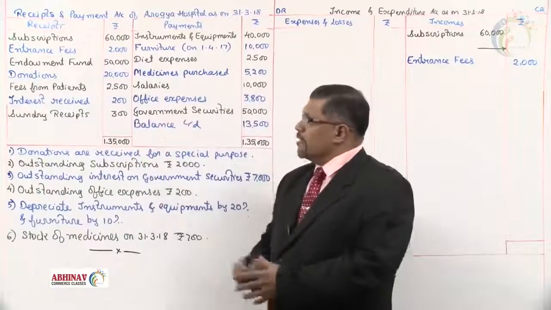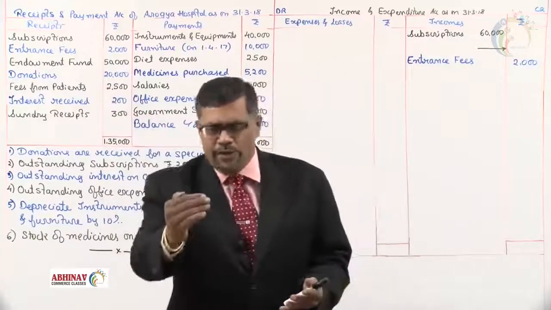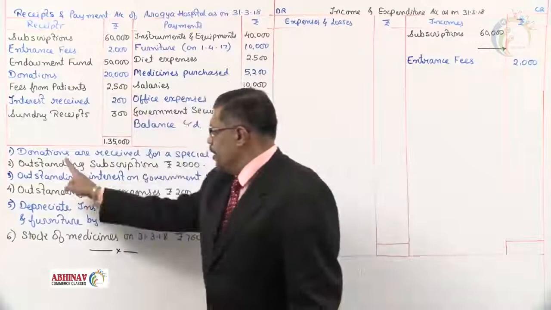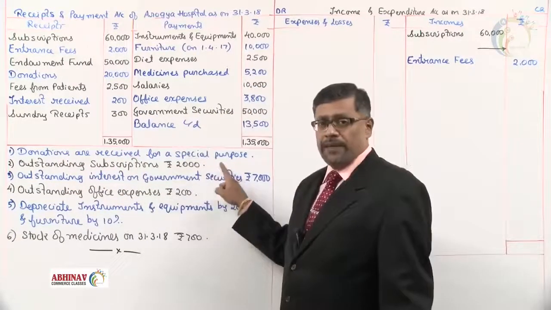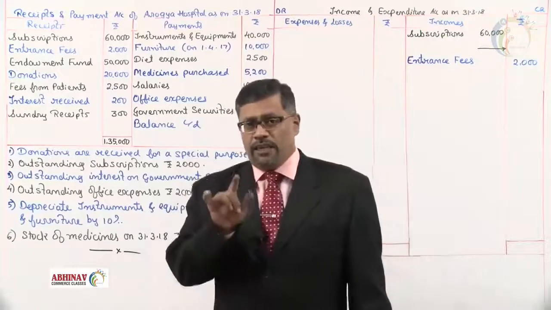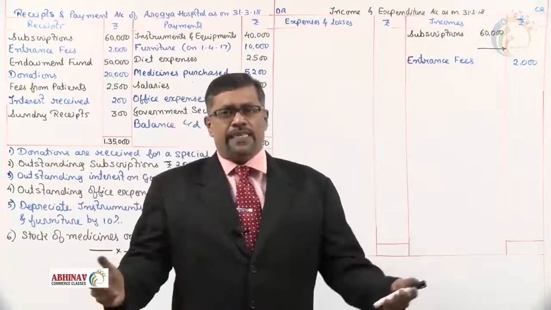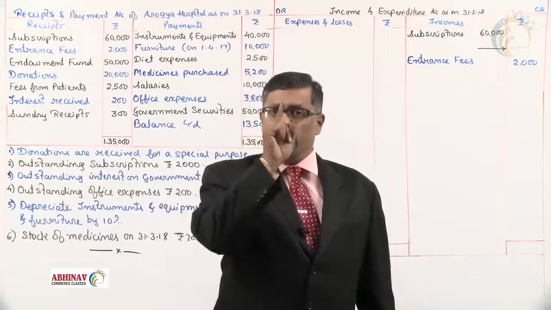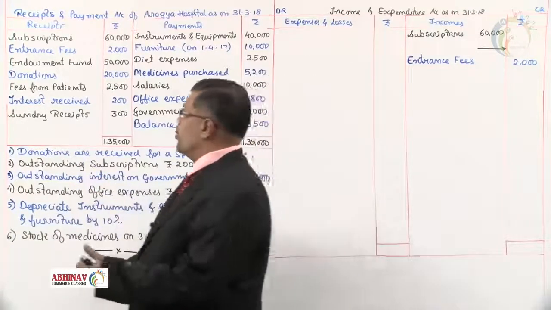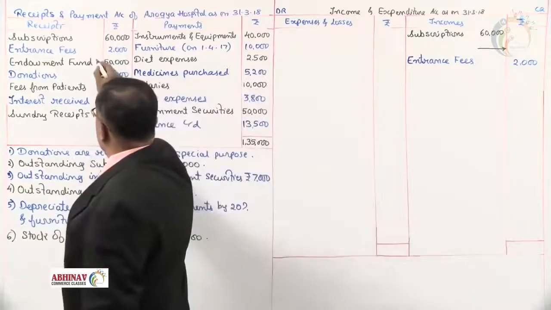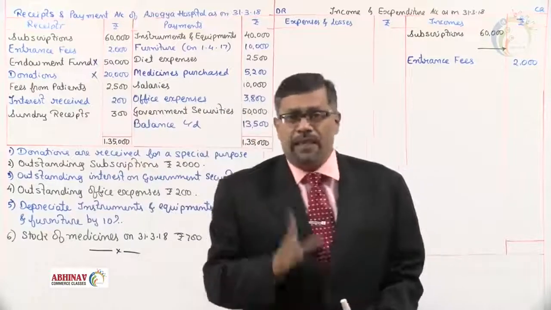Let's see the next one. Donations. They have not mentioned here what donations, special or general. So let us see the adjustment. Here, donations are received for a special purpose, and we know that when donations are received for a special or a specific purpose, we call that a capital receipt because we receive it only once, non-recurring in nature. So again, these donations are also not to be taken. Endowment fund and donations we have not taken because they are capital receipts.